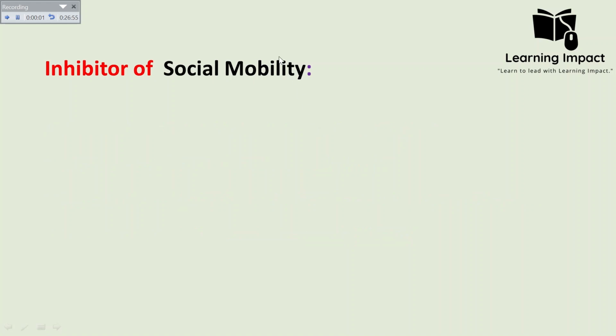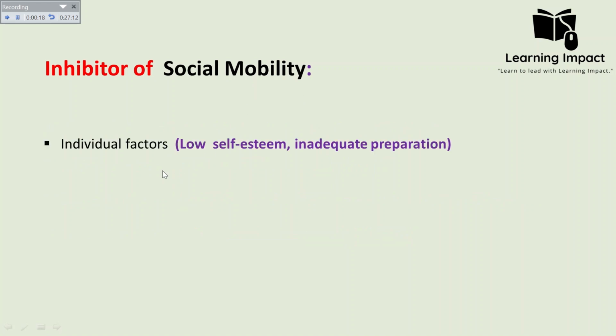Then the inhibitors of social mobility. In the case of inhibitors, we discuss some of the obstacles that can limit our social mobility, and we have discussed the negative factors in the causes of social mobility. So we can write down the negative factors in the inhibitors of social mobility. Okay, so there are the individual factors. For example, if an individual has low self-esteem or inadequate preparation, of course it will reduce his chances of social mobility.